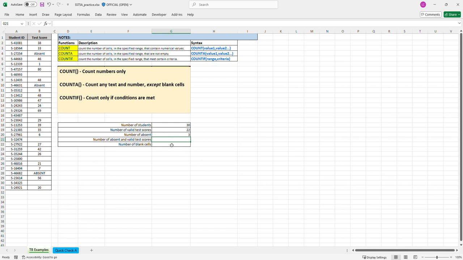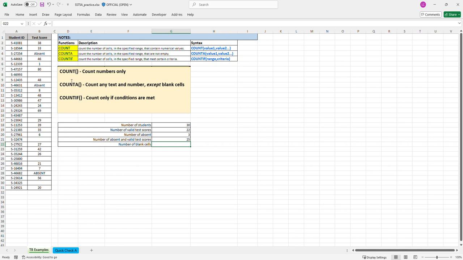And now, what about the total number of absent and valid test scores? We want to count both text and numbers. So we use the COUNTA formula. Again, we select the cell ranges here. And we have 25. What about the number of blank cells?